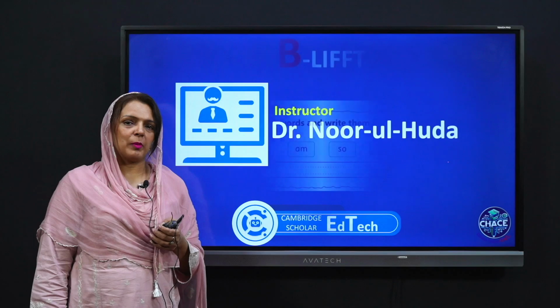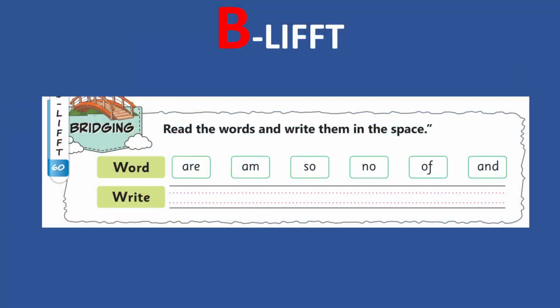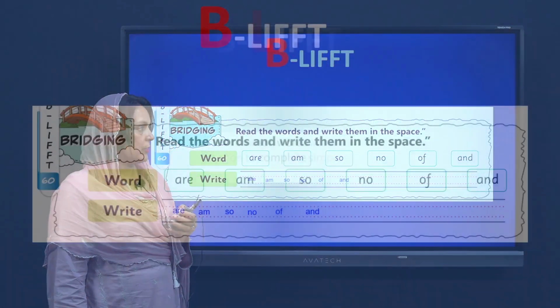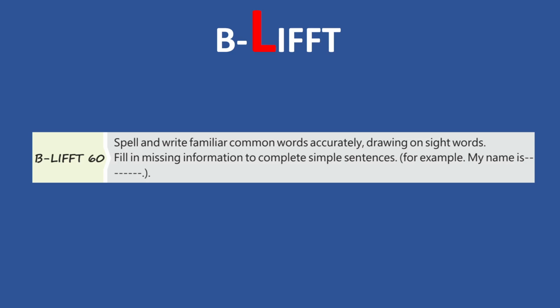And I'm sure that by now you have already done your bridging activity, which was extremely easy because you just have to read the word and write it on the space below. Now let's look at the BLIFT. BLIFT clearly says that you have to spell and write familiar, common words.